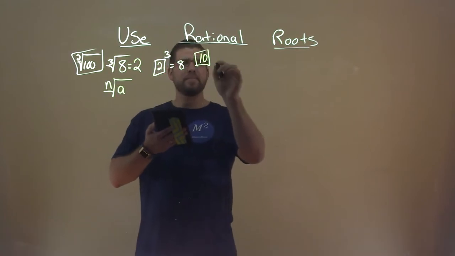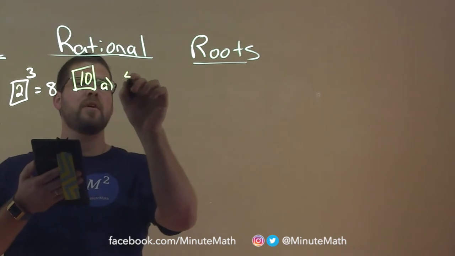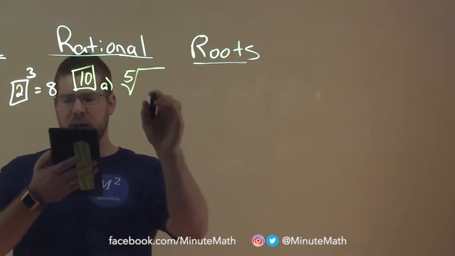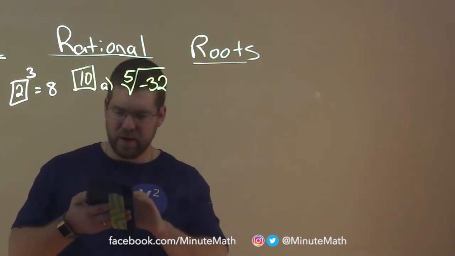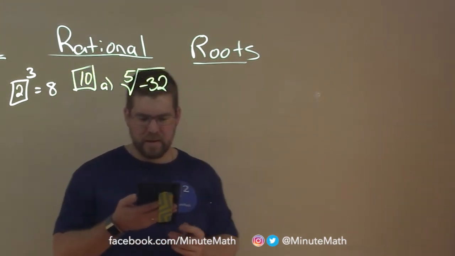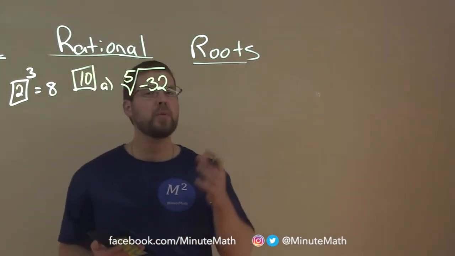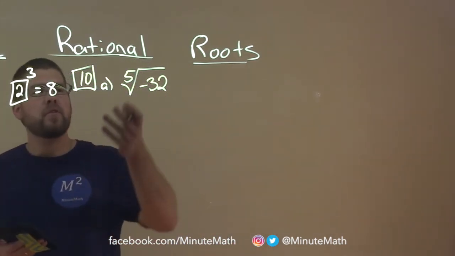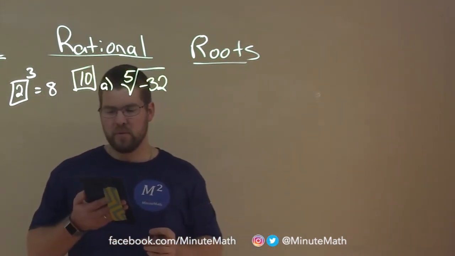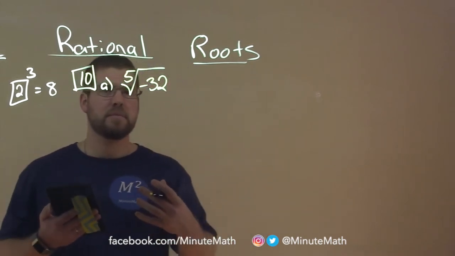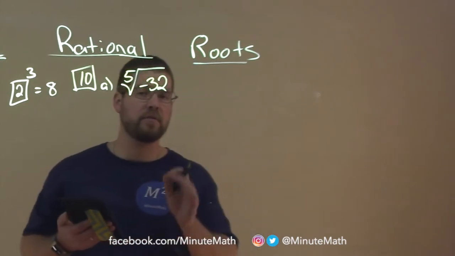So example 10, part A. Say we're given the fifth root of negative 32, okay? And this one's tricky. Before, when we dealt with square roots, we could never really do a negative inside. But when there's an odd root here, we're allowed to. So we have to ask ourselves, well, what number times itself 5 times equals negative 32 specifically?